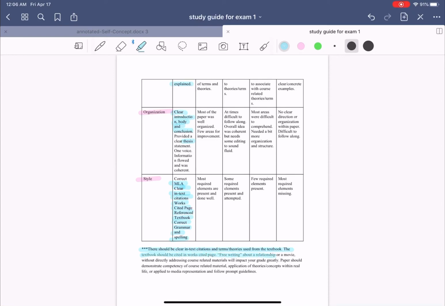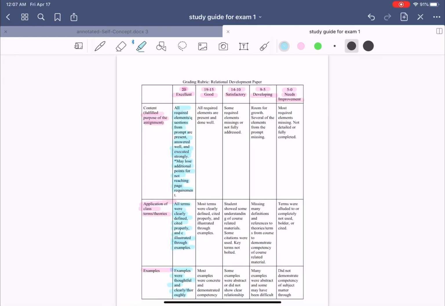Free writing about a relationship or a movie without directly addressing course related materials will impact your grade greatly. So don't just look at the prompt and be like, I'm not going to read the rest of what Cecilia wrote, let me just write about myself. No. Remember, you have to demonstrate a competency of subject matter. It's really important. The paper should demonstrate competency of course related materials, applying theories and concepts within real life or to media representation, and follow prompt guidelines. Very important. So you can't have one without the other, right?